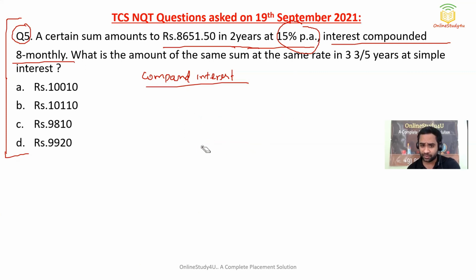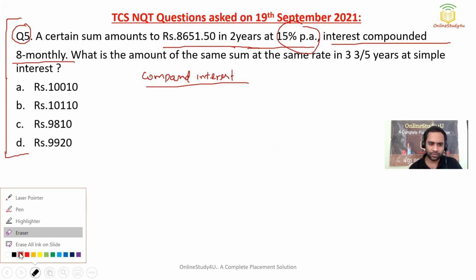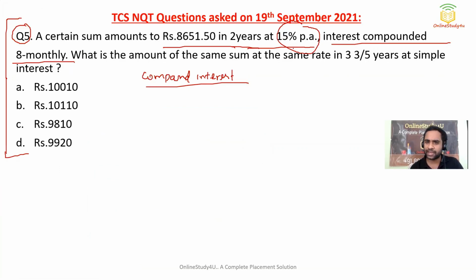Because we need to understand and then we need to do it. A certain sum amounts to this at 15% per annum. So for 12 months, the interest is 15%. In 1 year we are getting 15% per annum, so in 1 month the interest will be 15 by 12.